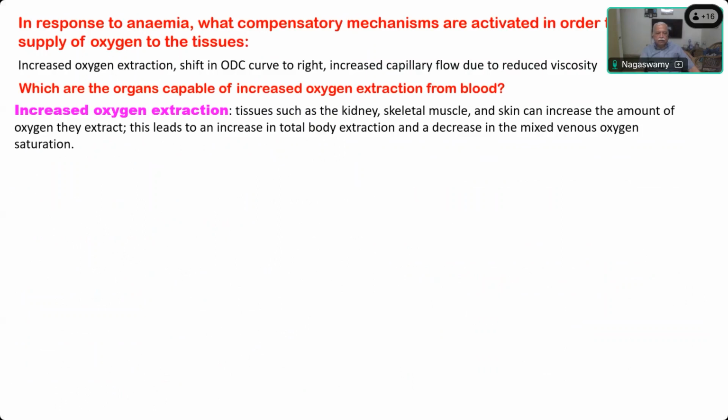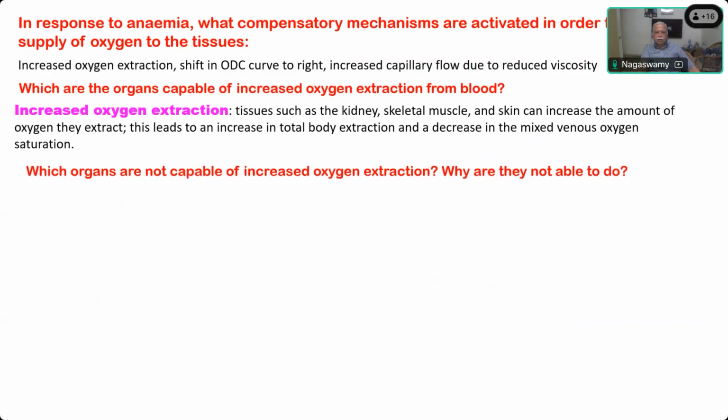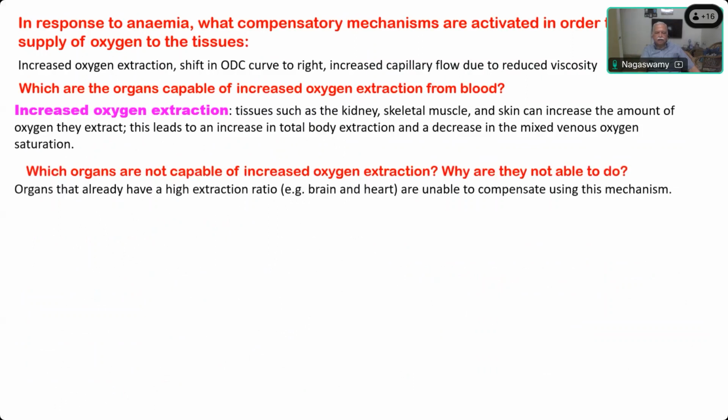But organs which are not capable of extraction are the brain and heart, because they already take the maximum extraction even in normal life. So their extracting capacity is saturated fully. Organs that already have a high extraction ratio are unable to compensate, and that is the reason why the brain and heart are affected much faster compared to your kidney, skeletal muscle, and skin in an anemic patient.